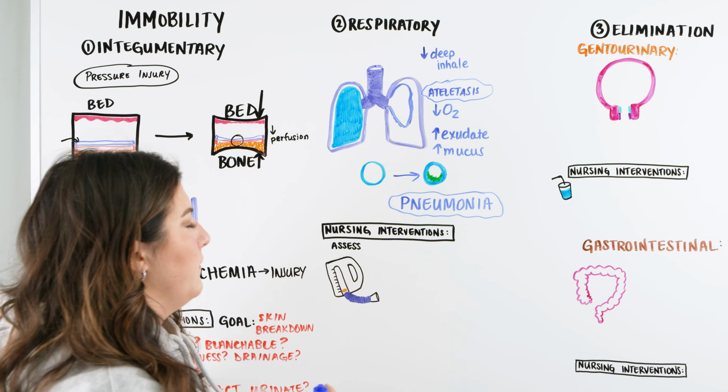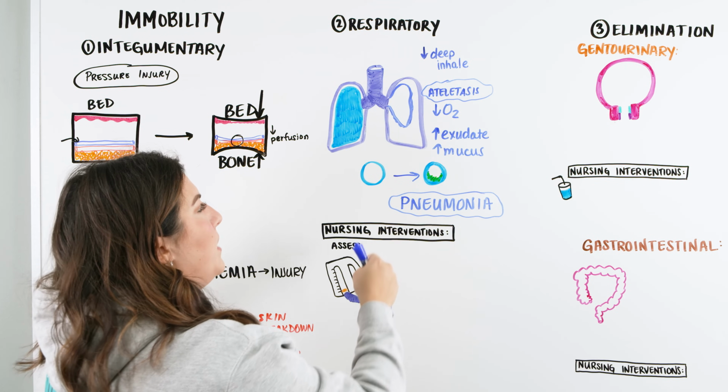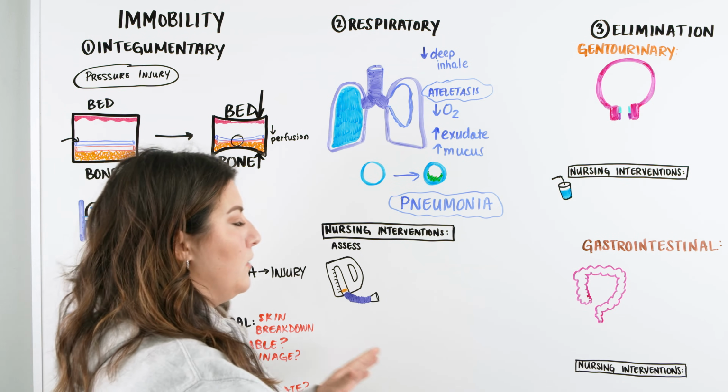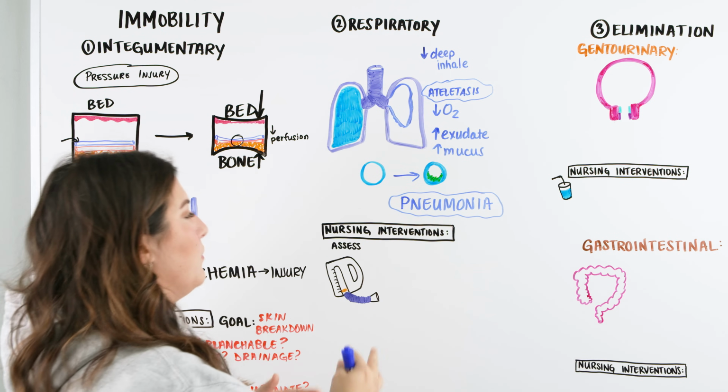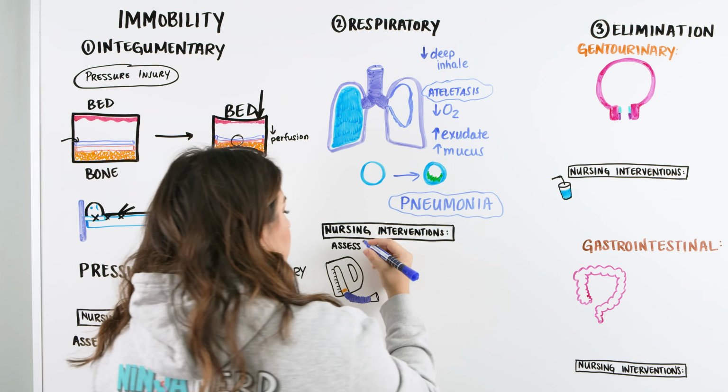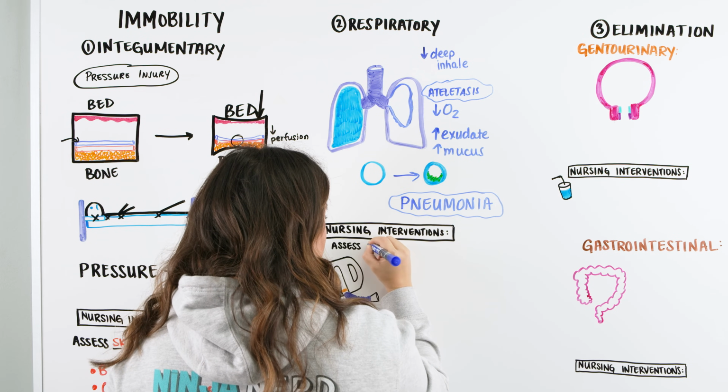So what are some nursing interventions that we can do for a patient that we see is going to have a decline in their mobility in order to help prevent this atelectasis, this pneumonia, or any other complications? Well, we're going to assess the lungs, right? We're going to assess our respiratory.